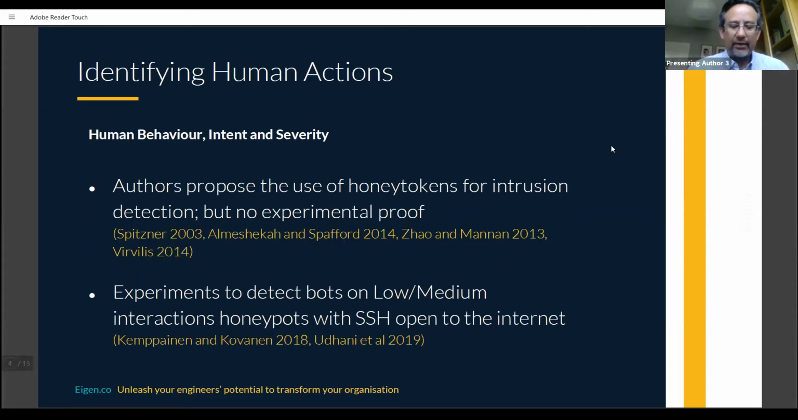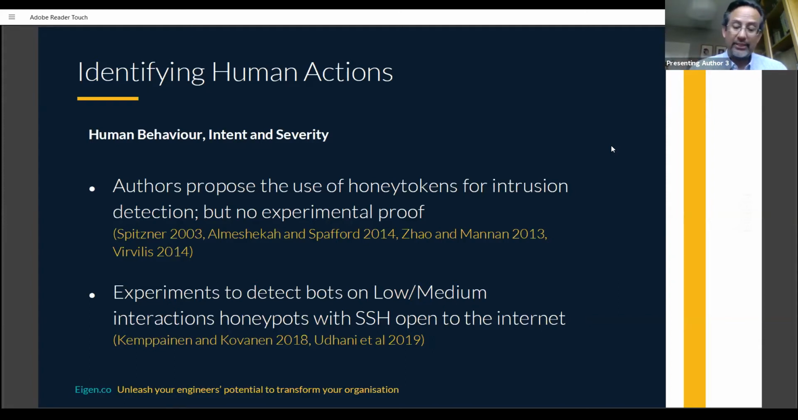In this area, a few authors have proposed the use of honey tokens for APT or even internal threat detection, but none of them, to our knowledge, have experimentally tested their proposals. A few have even acknowledged this. On the other hand, and this is the topic of the previous presentation, some researchers have focused on detecting bot activity on low or medium interaction honeypots exposed directly to the internet, okay? So they've been focusing on analyzing thousands of attempts.